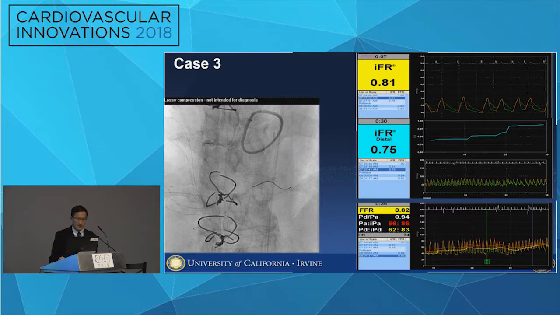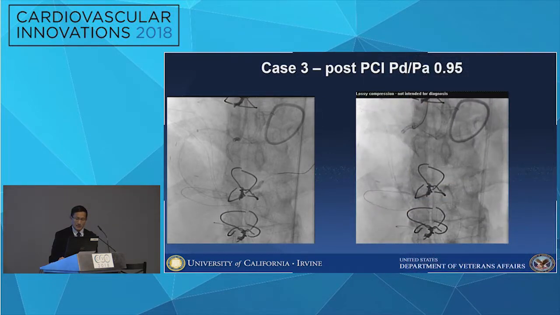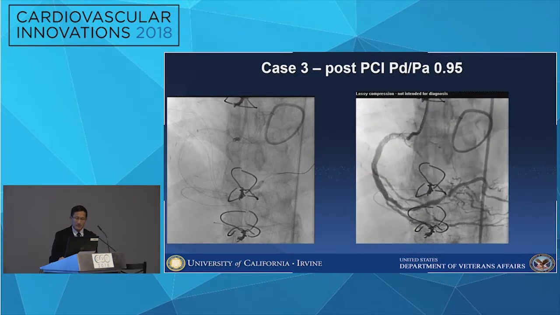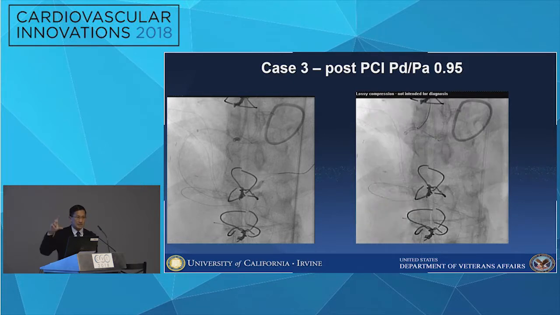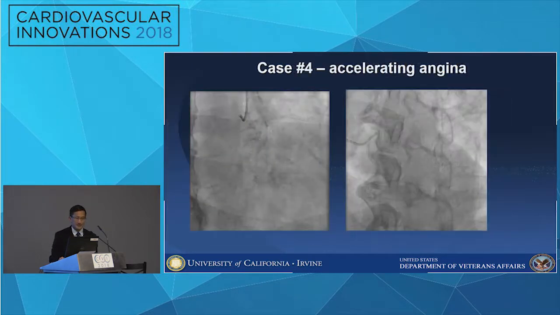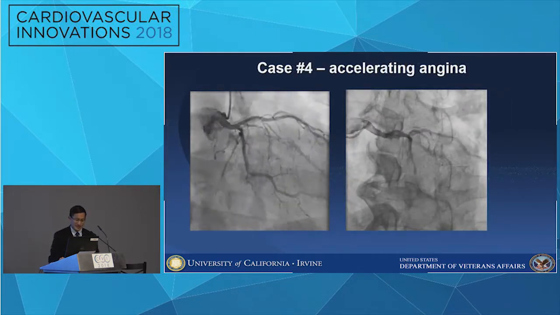So sure enough, I tried to fix this, and I couldn't get a stent across because it was calcified, but just after a heavy ballooning, I got the iFR up to 0.95, already up from 0.84 to 0.95, and I think I did this guy a favor. Last case, actually, I'll skip this last case.